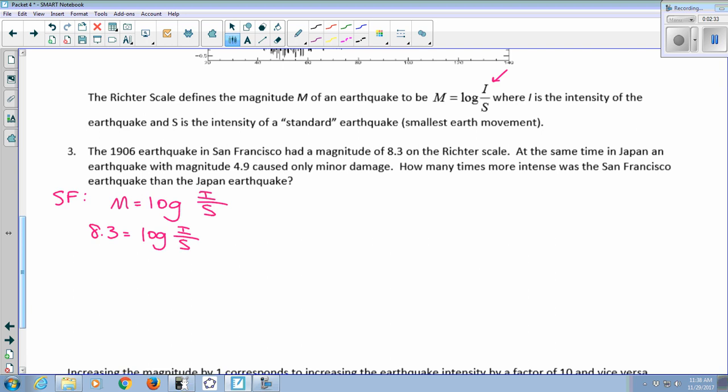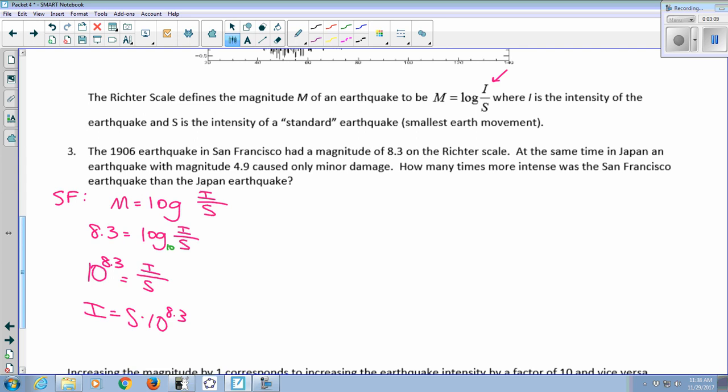Okay, so if I want to solve for I, the intensity, I'm going to switch this to an exponential equation. So remember, there's an invisible little 10 there. And so if I switch this to an exponential equation, it says 10 to the 8.3 equals I over S, which means that I is S times 10 to the 8.3. And I don't know what S is. They didn't tell me what the intensity of the smallest earthquake is. But I'm just going to call it S and leave it like that.